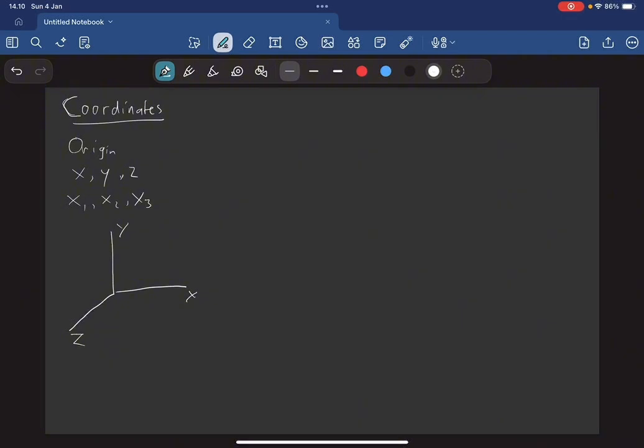We want to describe a certain point in space, call it P. It can be located by giving the XYZ coordinates of the point. In other words, we identify the point P with the ordered triple of numbers XYZ. So let's say the point P is over here.